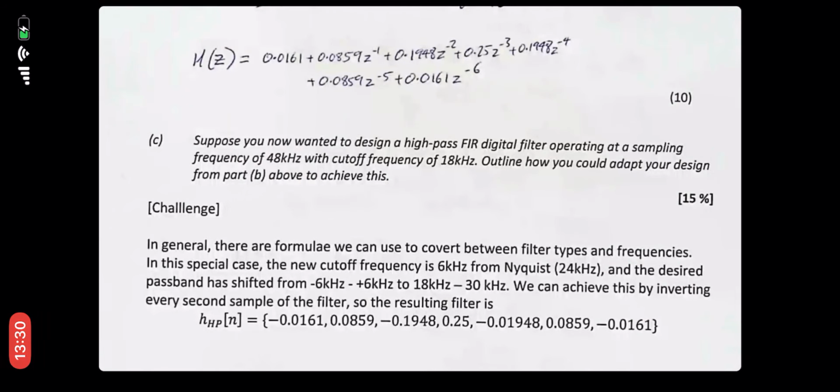So this new special case happens to be shifting from minus 6 to plus 6, 18 to 30. It doesn't always happen like that, but there are some modifications that you can do.